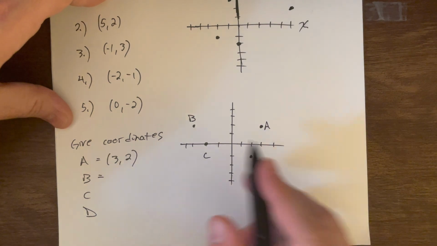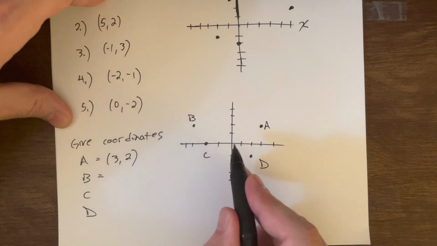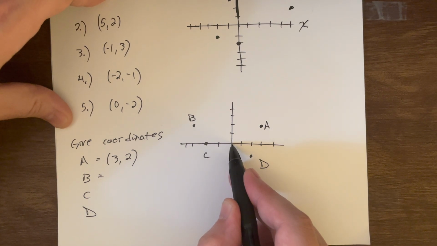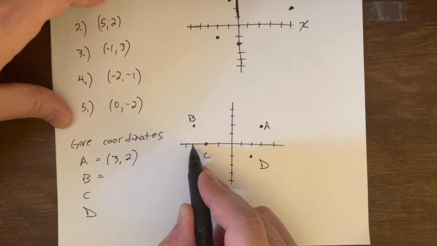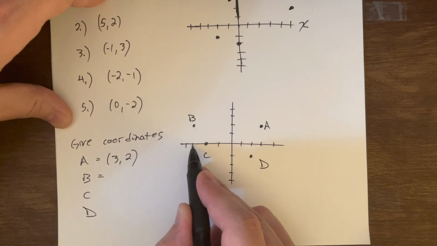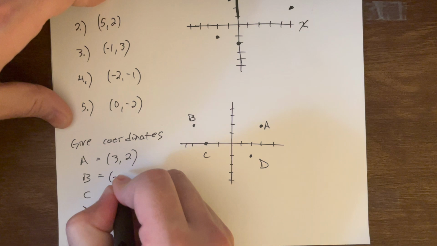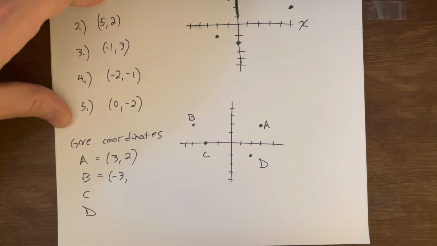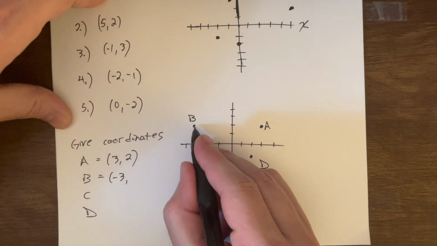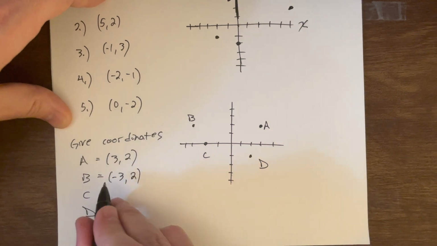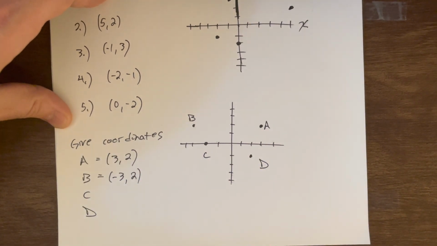Let's keep doing that. Now we're looking over here at B. Well, the first thing I have to do with B is I need to go left. I'm going left 3 units. So that would be an x coordinate of -3. But then I go up 2 units. So now I get -3, +2.